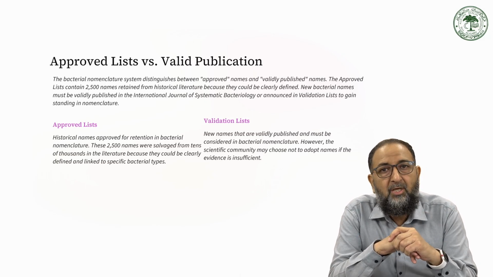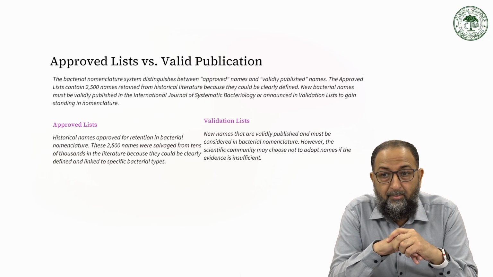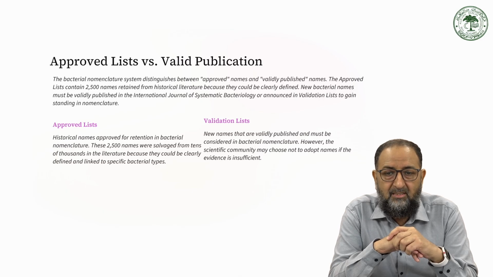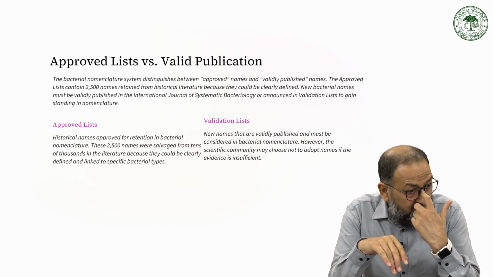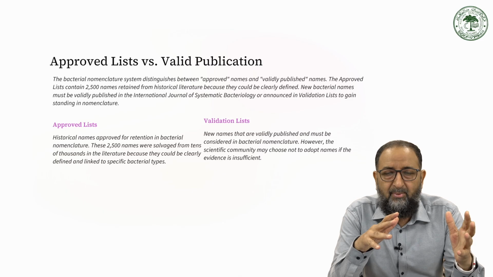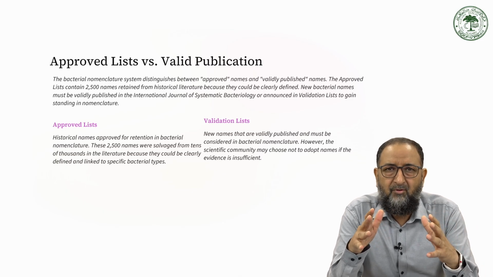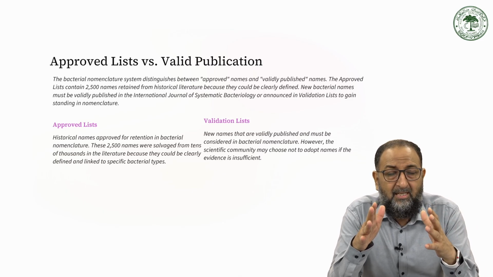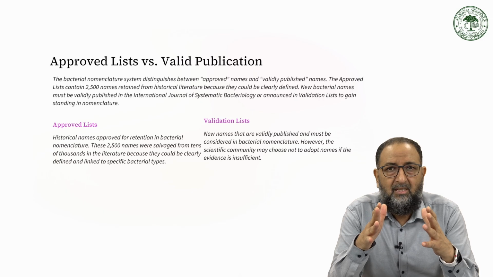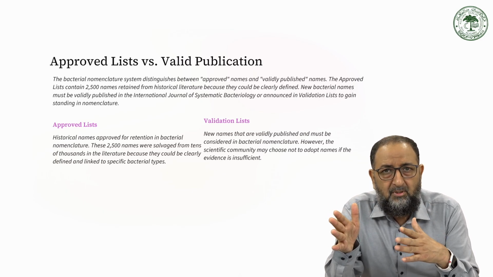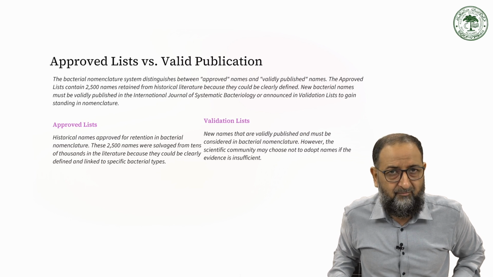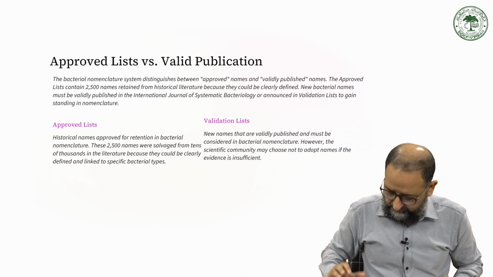However, the scientific community may choose not to adopt a name if the evidence is insufficient. It means though you try to publish it, scientists will not consider it, will not validate it, until it has common characters, exactly the same characters identified for that particular individual whose name has already been defined. If there's a variation, the name may be changed.